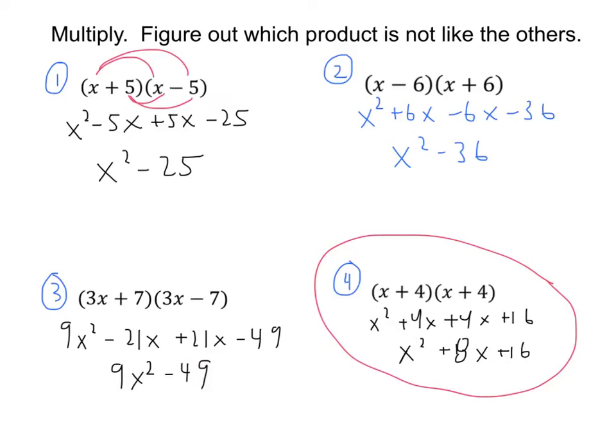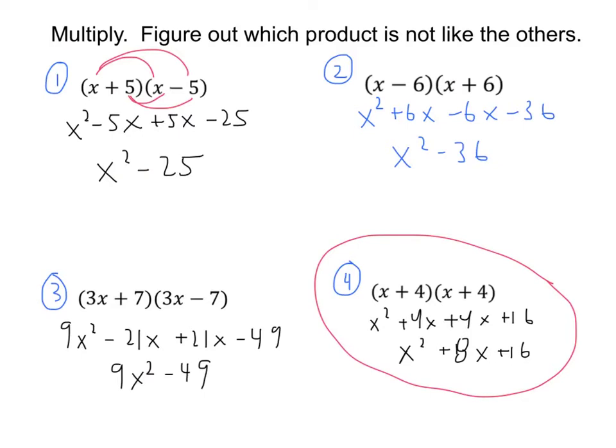The reason why that happens is because the factors are almost identical, except for the sign in the middle. It's x plus 5 times x minus 5, x minus 6 times x plus 6, and 3x plus 7 times 3x minus 7. When that happens, you end up with 2 terms at the end. Both of them are perfect squares, and then you always have a minus in the middle.